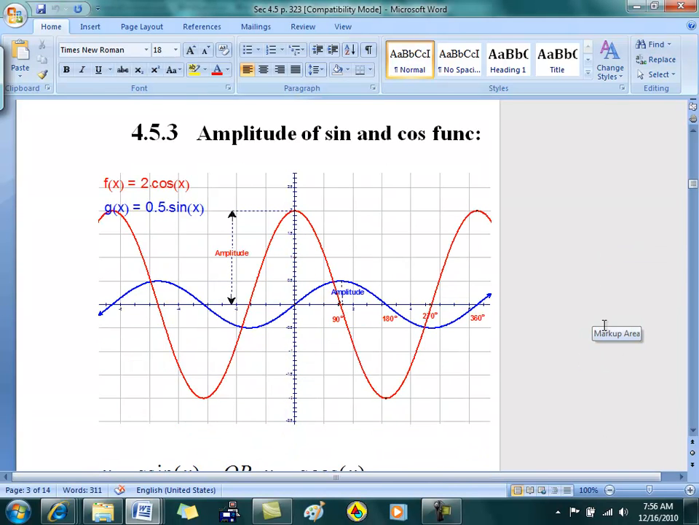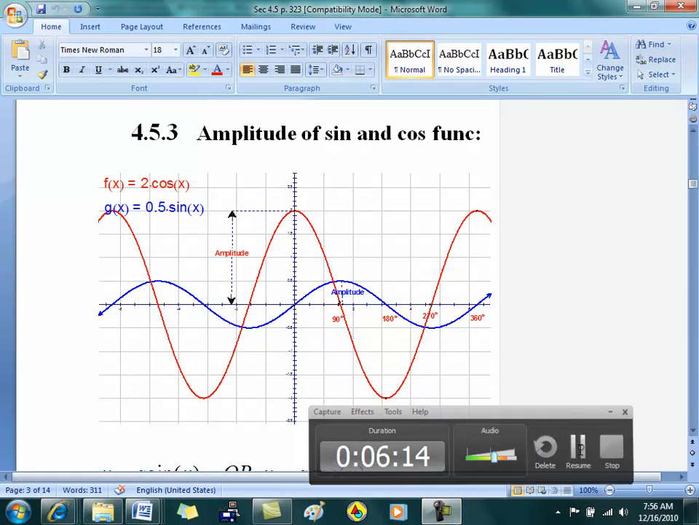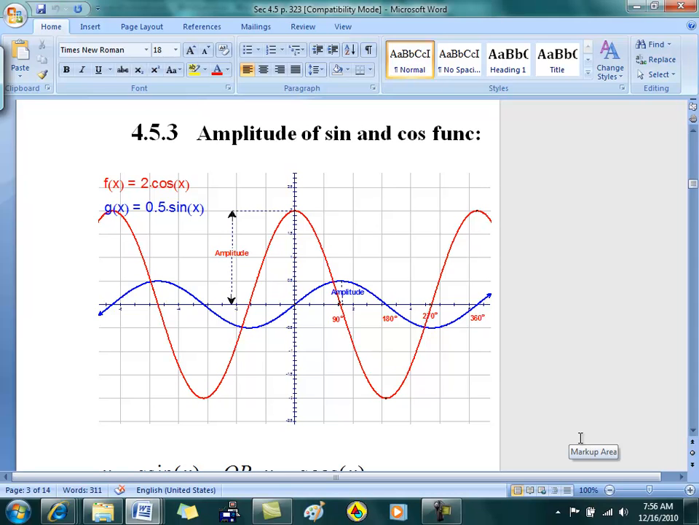All right, the next thing I want to talk about is the amplitude of a sine or a cosine function. Can you guys draw those in your notes, and then I'll talk about it. Can you see the word amplitude on the screen? Okay, it's got two graphs. One is 2 cosine x, that's the red one. And then the blue one is 1/2 sine x. So if I were to ask you what does amplitude stand for, what's the amplitude of a sine or a cosine?